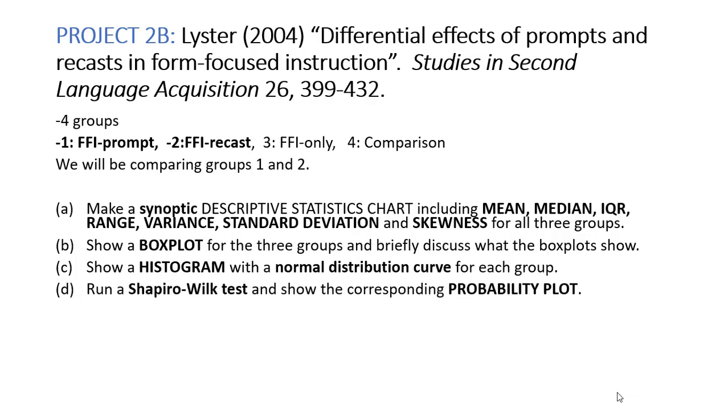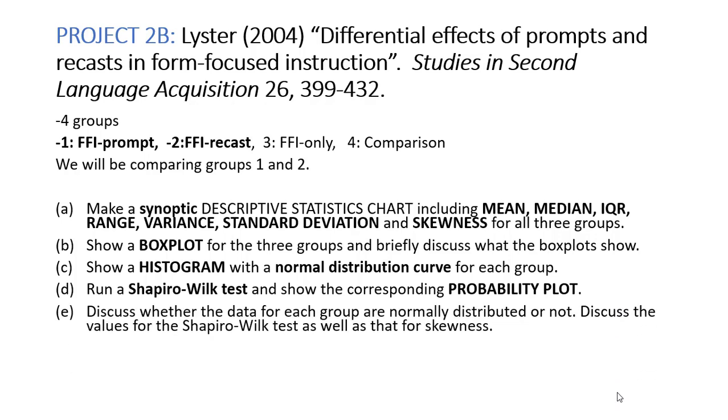You're going to run the Shapiro-Wilk test for each group, and you're going to show the corresponding probability plots. Then you're going to discuss whether the data for each group are normally distributed or not. You're going to discuss the values for the Shapiro-Wilk test, as well as the values that you get for the skewness.